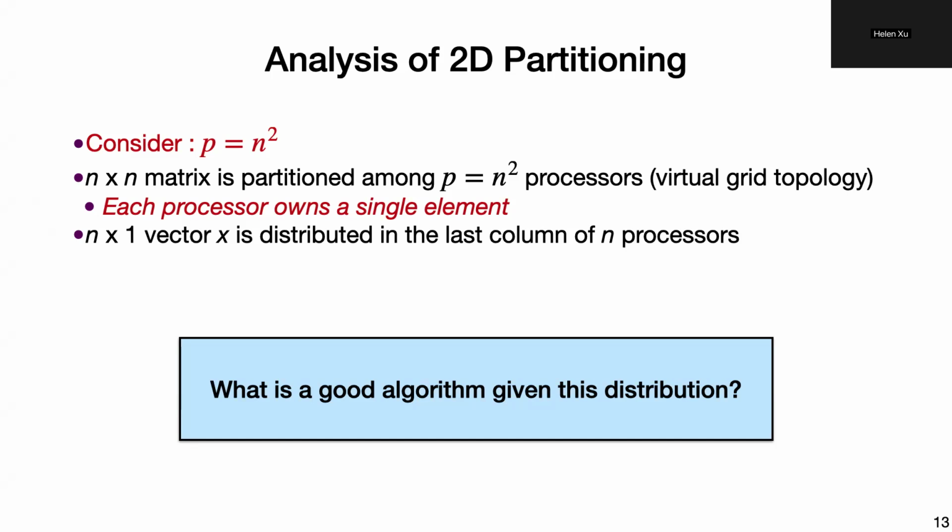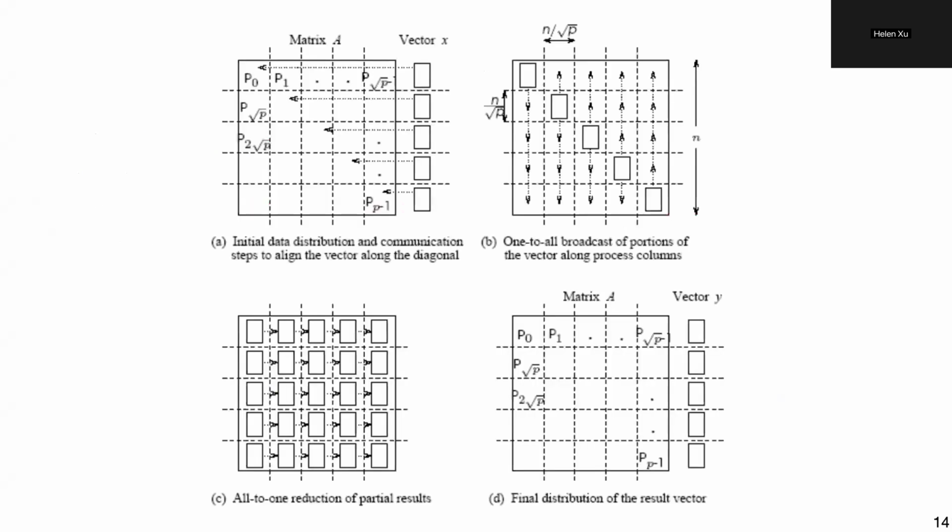So given this, what is a good algorithm? What is going to happen? Every row of processors needs to compute one dot product of a row of A. And to do that, every processor needs one element of x. And then at the end, you can reduce them. So this is the algorithm.